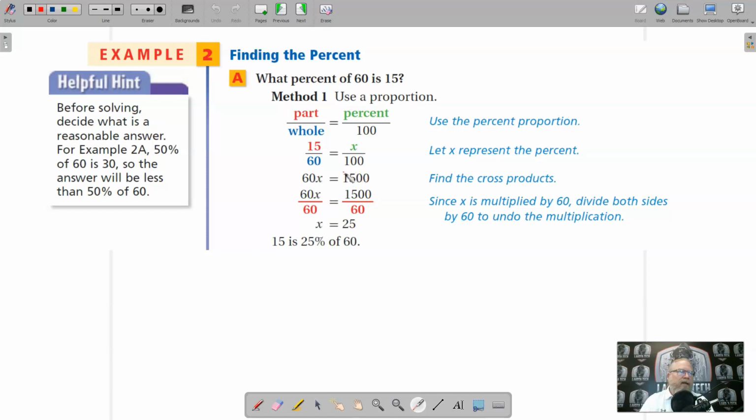But nonetheless, I suppose the textbook always likes to keep the variable on the left to keep you comfortable with that process, so we'll go ahead and do it their way. So we end up with 60x equals 1500. 15 times 100 is 1500. Divide both sides by 60. The 60s cancel each other, leaving me with x, and 1500 divided by 60 is 25. So x equals 25. Remember, we're looking for a percent, so if we write that out, 15 is 25% of 60.